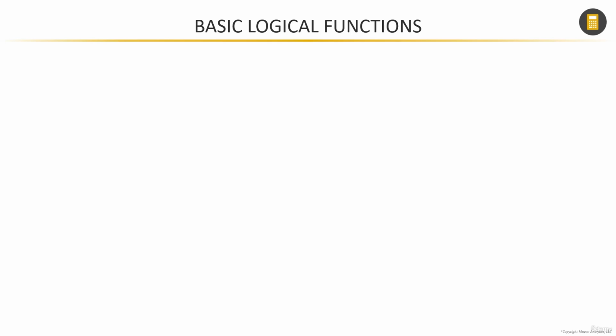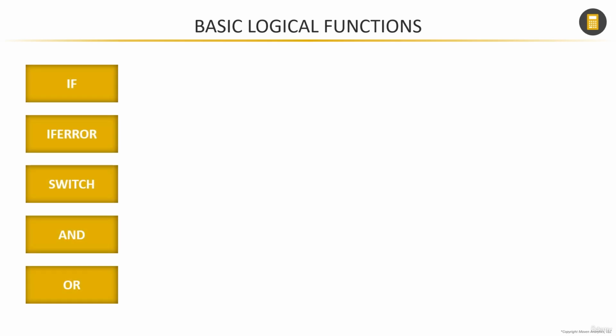All right, next up, we've got our basic logical functions. And these are your if, and, or types of statements. And we're going to be looking at 5 different functions here. Now, starting with if, the if statement checks if a given condition or logical test is met and returns one value if that condition is true, and another value if the condition is false.